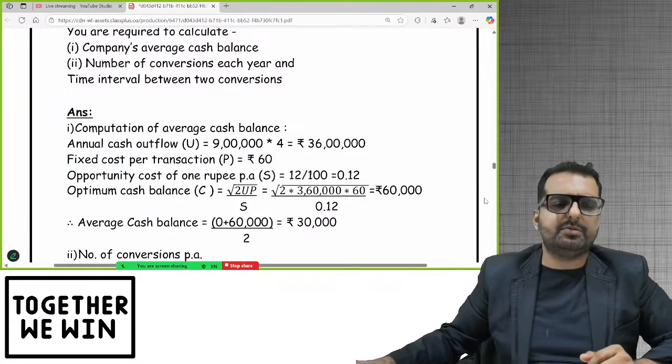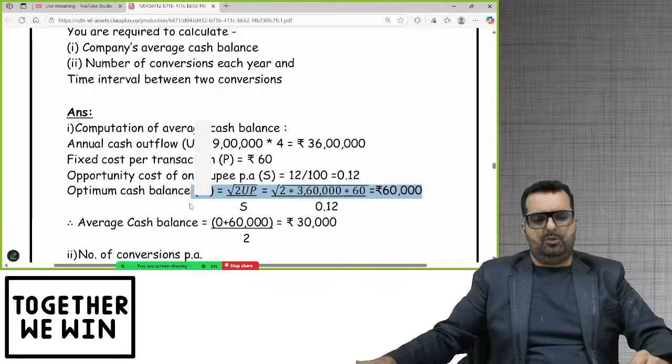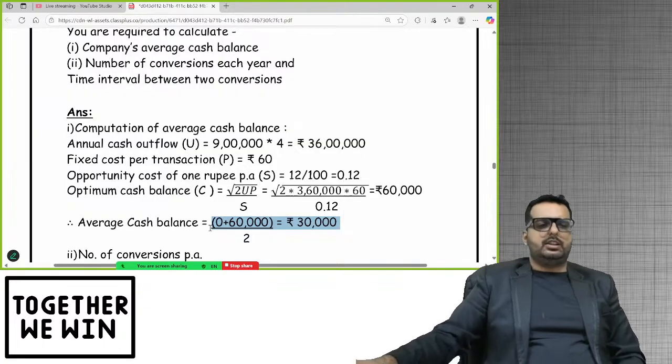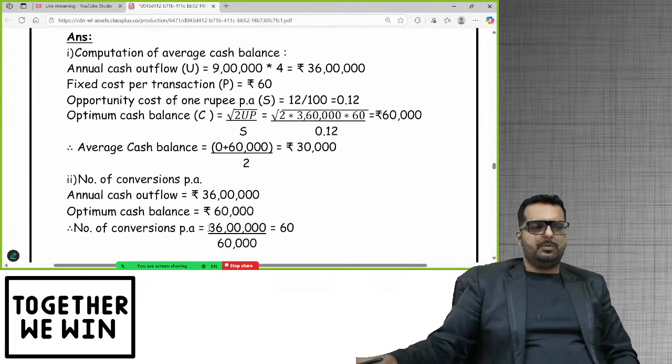So your average cash balance should be how much? 60,000. Your opening cash is 0, closing 60,000. So your average cash will become how much now? It will become 30,000. Can you write down this in your books now?